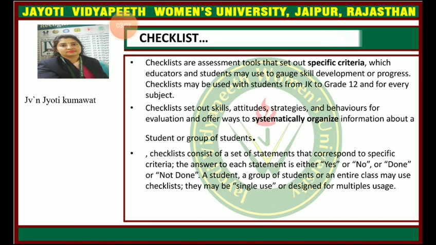Now the example we have taken is the checklist. What is a checklist? Checklists are assessment tools that set out specific criteria which educators and students may use to gauge skill development or progress. Checklists may be used with students from JK to grade 12 and for every subject. Checklists set out skills, attitudes, strategies, and behavior for evaluation and often ways to systematically organize information about a student or group of students. This also consists of a set of statements corresponding to specific criteria.